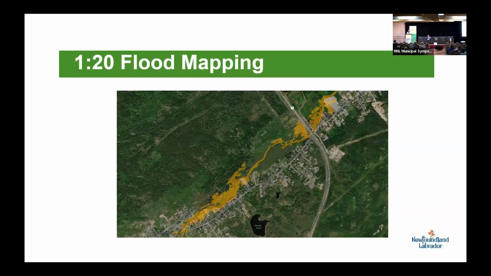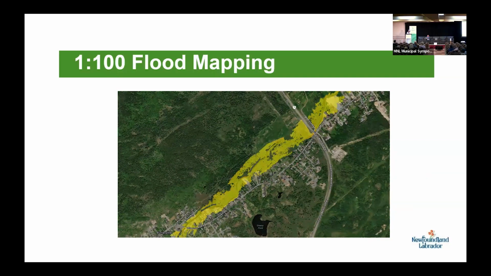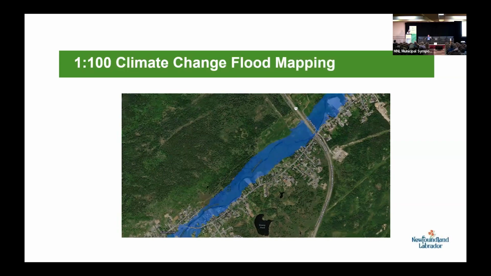So this is an example of a 1 in 20 floodplain map. This is Shearstown. This is the 1 in 100 floodplain mapping. You can see the area covered grows larger. And this is a 1 in 100 climate change mapping. So again, more land area is covered by the floodwaters.